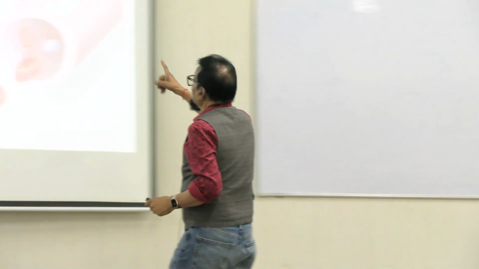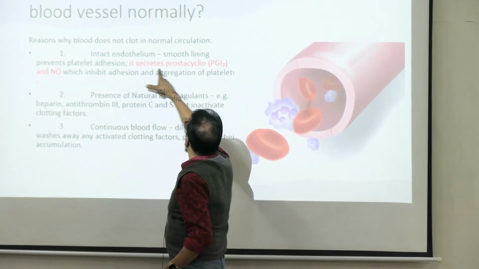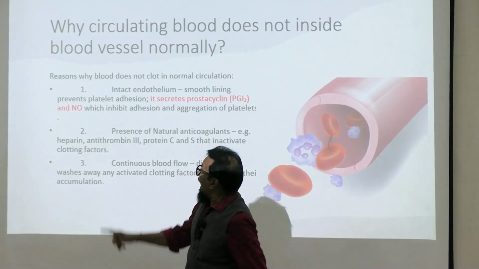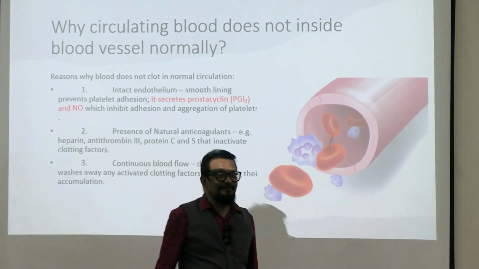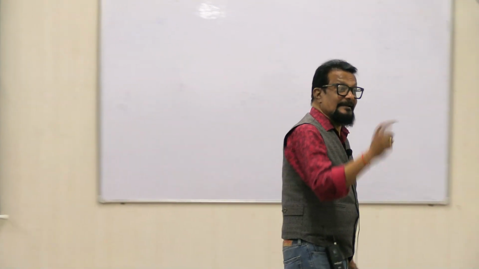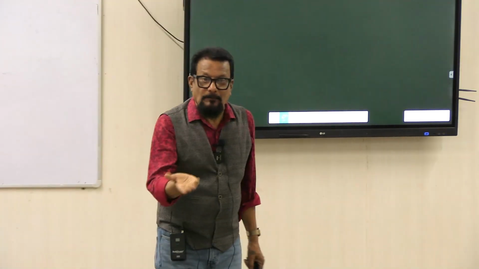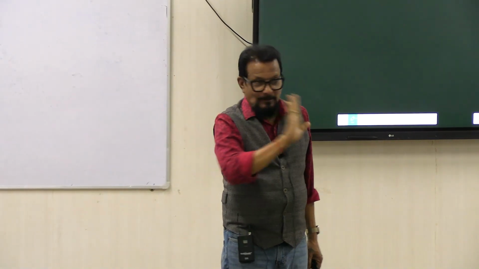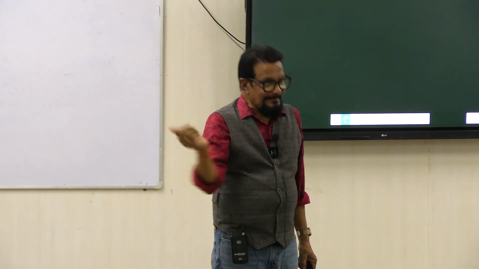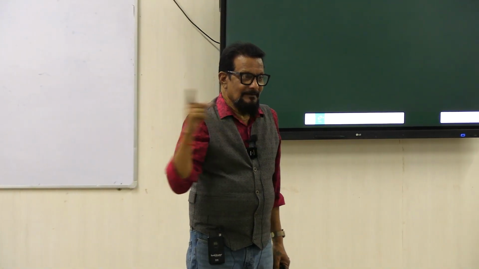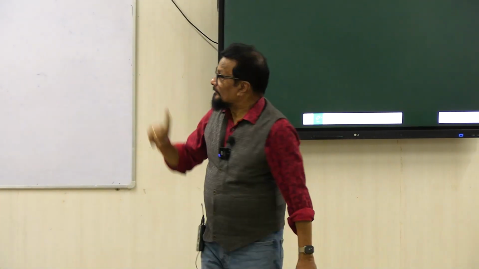So they prevent it. And they also secrete something. This endothelial lining secretes prostacyclin and nitric oxide. Because of this, they can prevent intravascular clotting. It is the role of the endothelium. Okay, smooth lining, one thing. Second, they release nitric oxide and prostacyclin. This is one point.